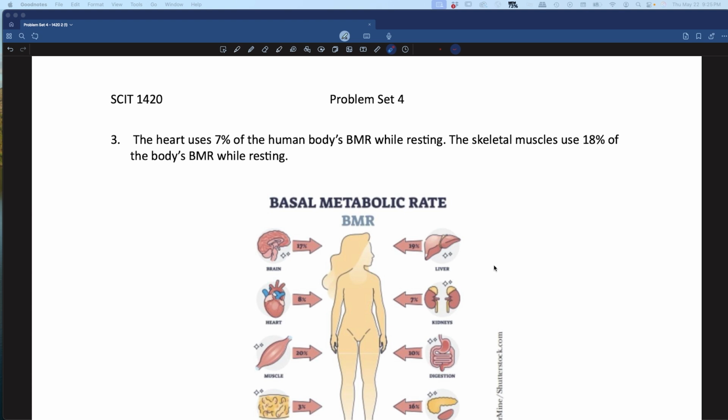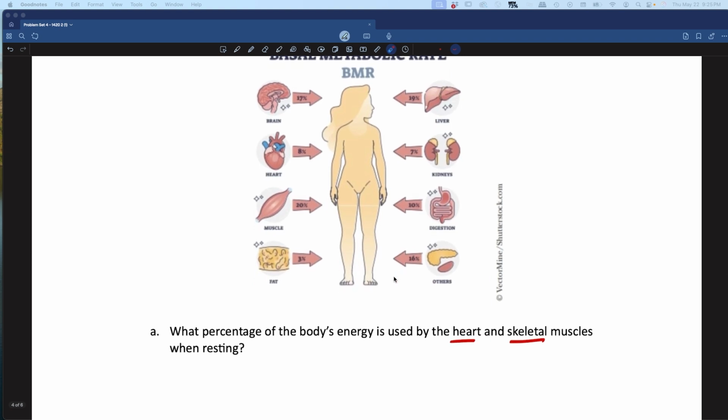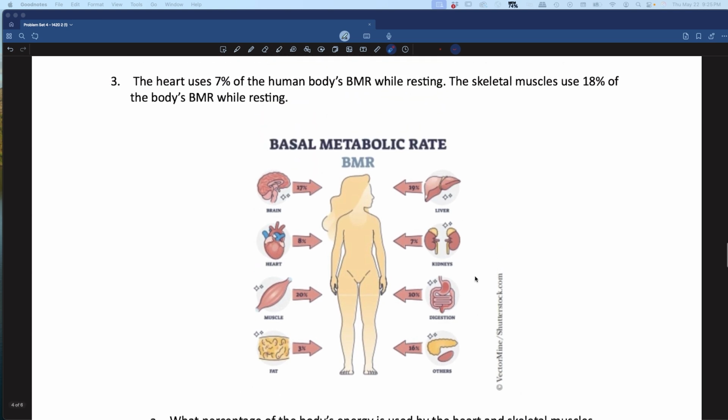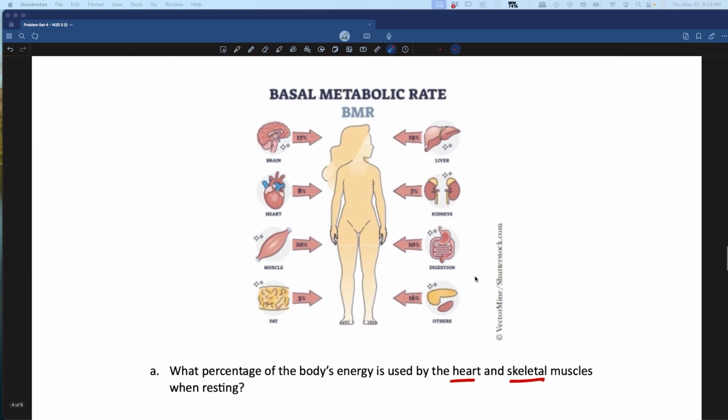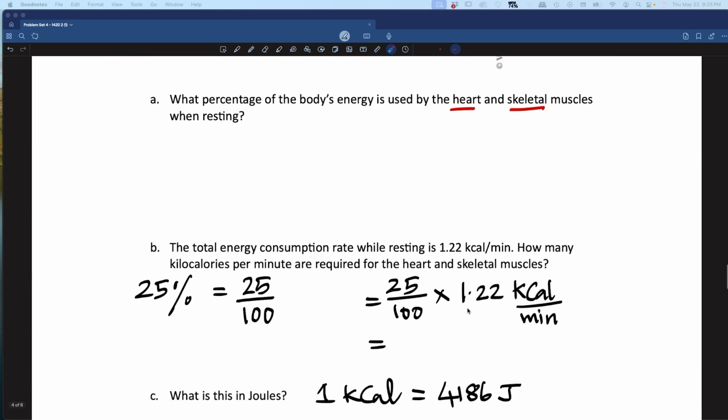Okay? You're not walking, you're not jumping, you're not moving, but still for the body to maintain the temperature and all of those metabolic activities that are taking place, the body requires energy. So, what percentage of the body's energy is used by the heart and skeletal muscles? You should be able to figure that out on your own. Come on. You're given that by the heart, and you're given that by the skeletal muscles. So what's the total?